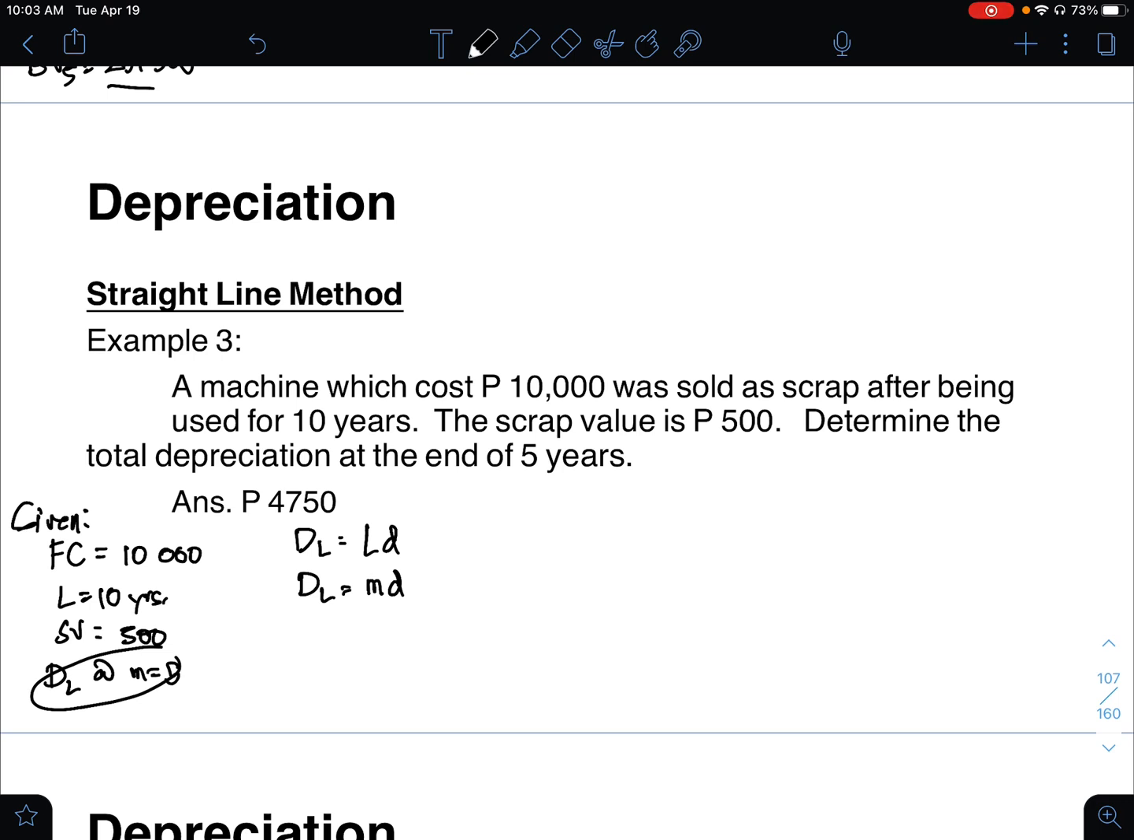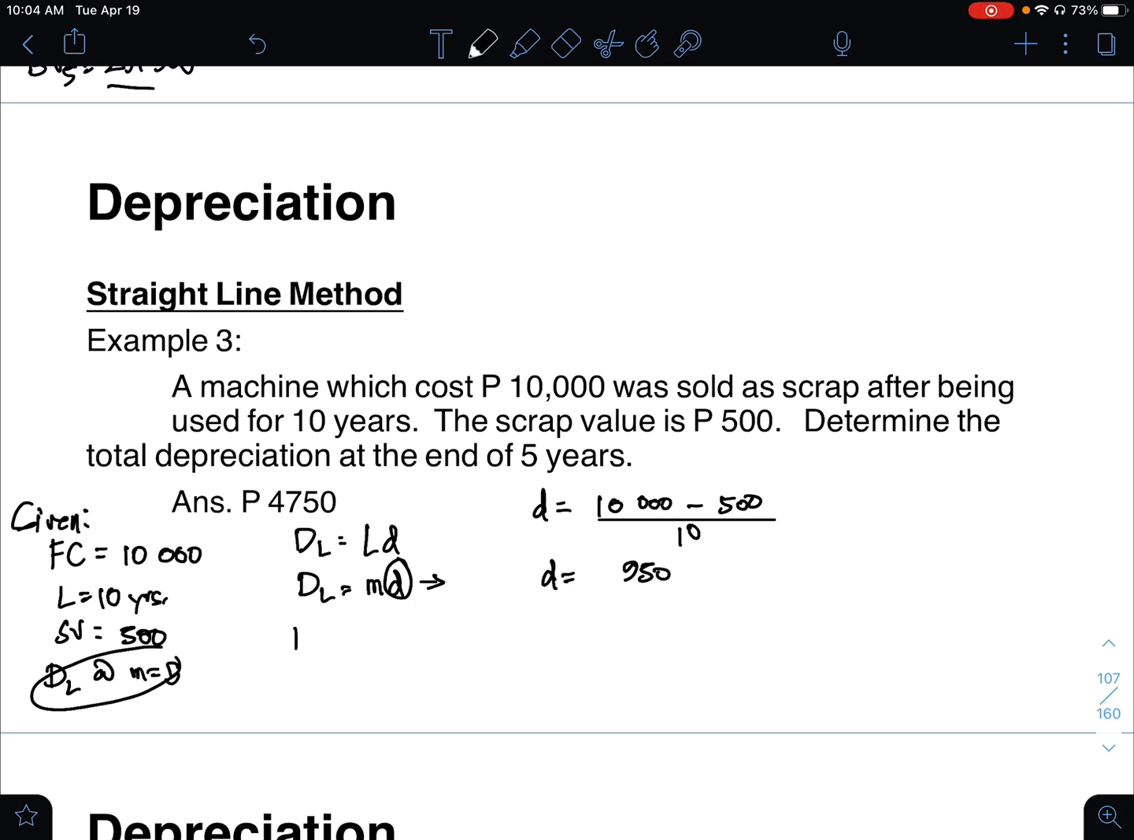Since we don't have D yet, what is the formula for D? Remember that D is, so we are going to use this formula later on. D is equivalent to 10,000, which is the first cost, minus the salvage value, which is 500, divided by the useful life in years, which is 10. So 9,500 divided by 10 is 950, and that is our D.